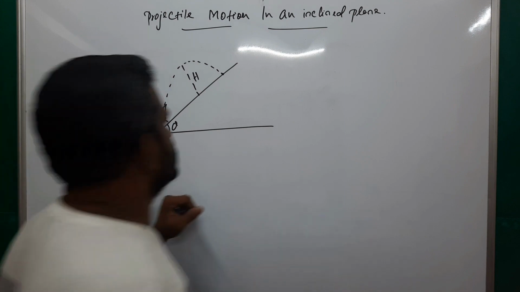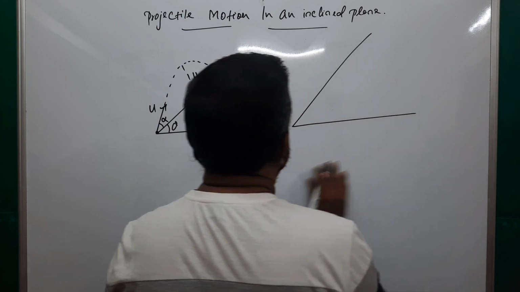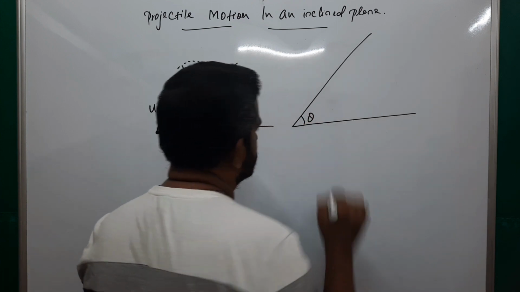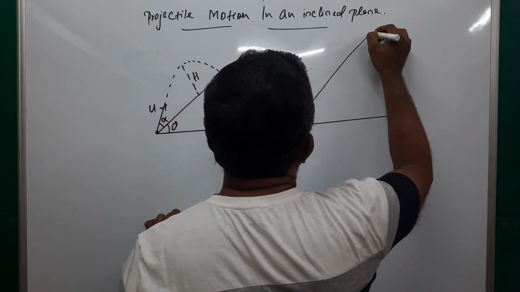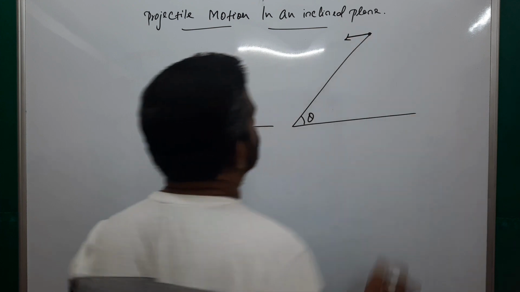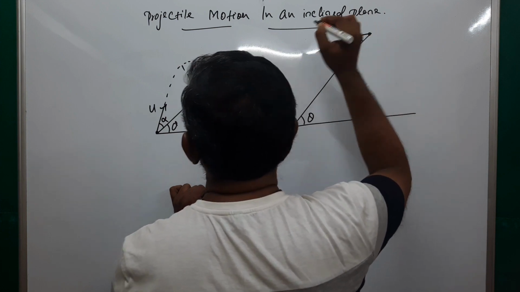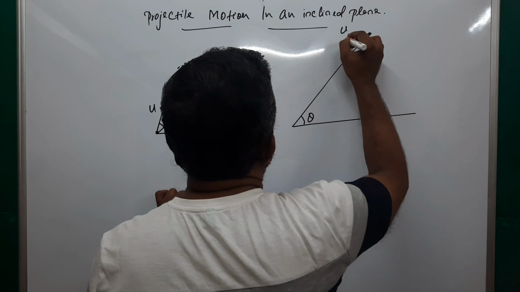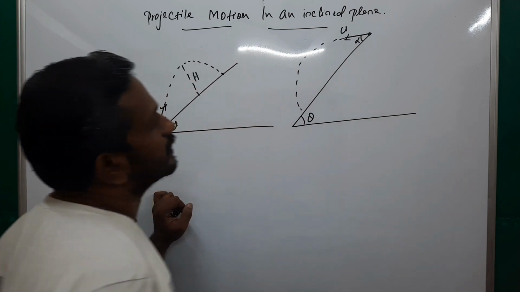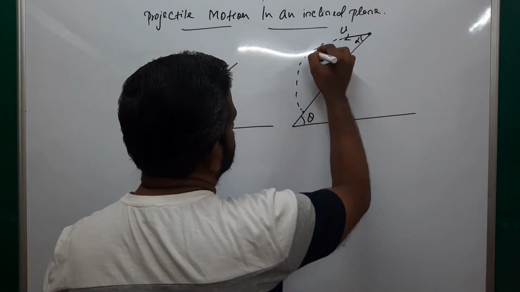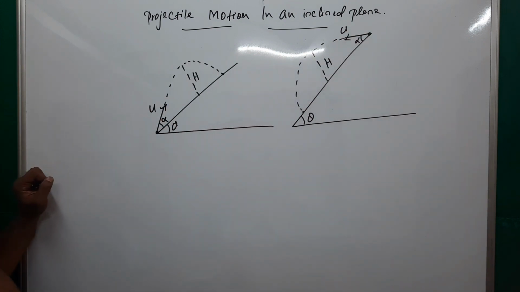The next case: this is an inclined plane which makes an angle theta. The projectile is projected from here at an angle alpha with initial velocity u. It makes a trajectory like this and finally reaches the point here. This is the maximum height of the projectile.